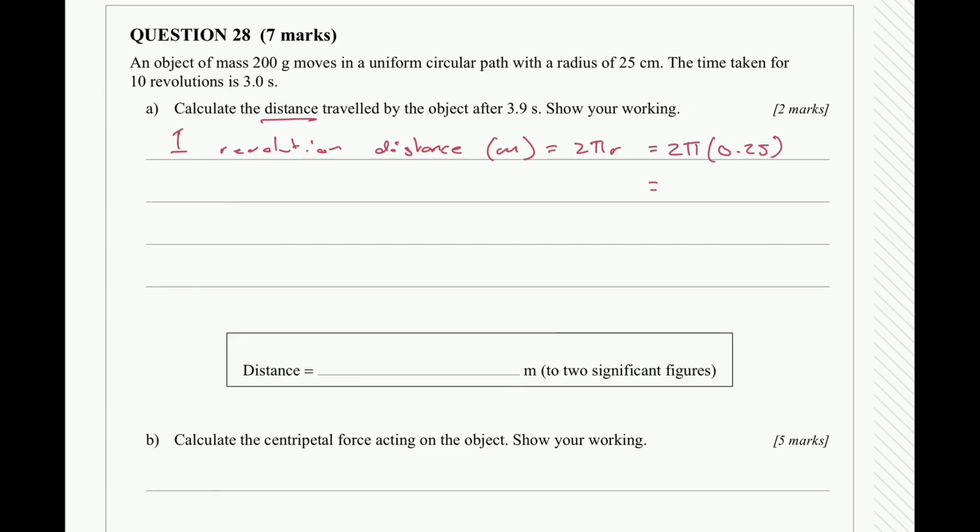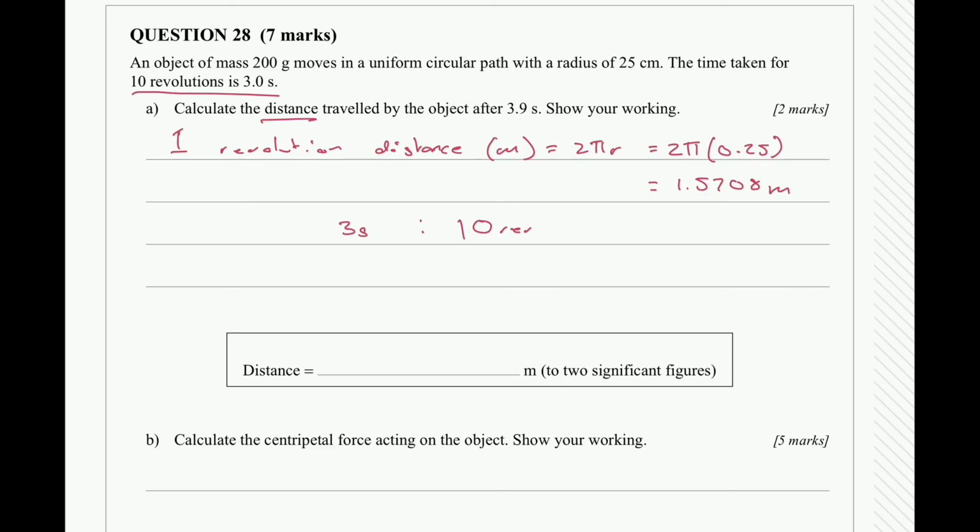Now, what do we end up getting? That is equal to 1.5708 meters. So that's the circumference. So when you complete one revolution, that is the circumference. I'm going to take a ratio approach to solving the distance. So I know if you go for 3 seconds, you'll cover a distance of 10 revolutions, because that's up here, 10 revolutions in 3 seconds. So 3 seconds will get you 10 revolutions.